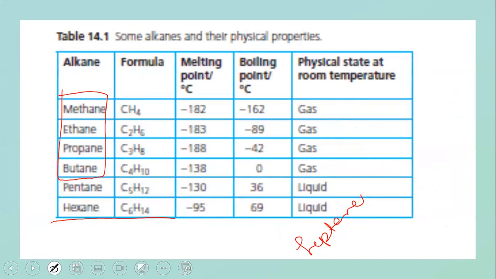Then after carbon number 4, they start turning into liquid. And eventually, as the carbon number keeps on increasing, at some point, they will start turning into solid. So that's a trend. We can see a trend that as the number of carbon is increasing, the state is changing from gas to liquid to solid.